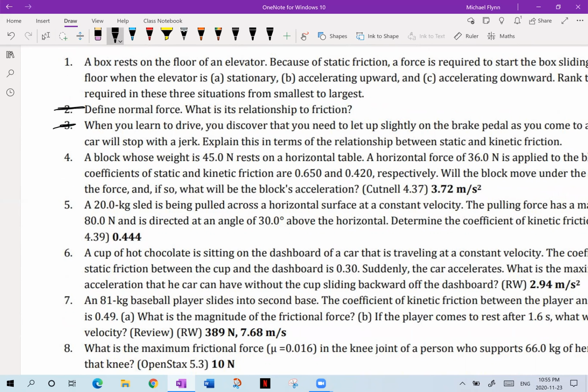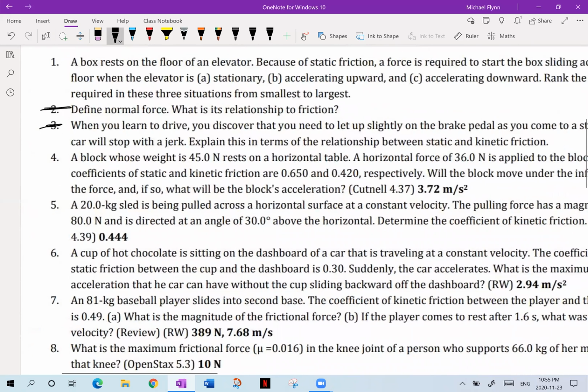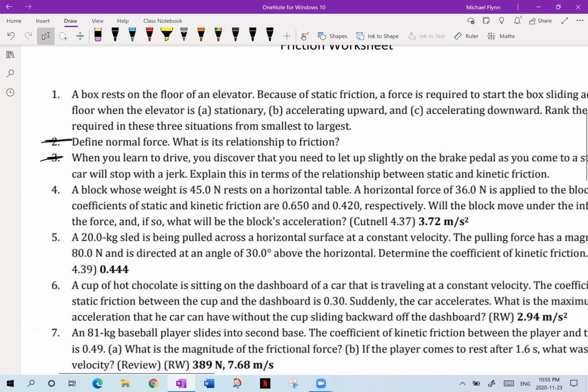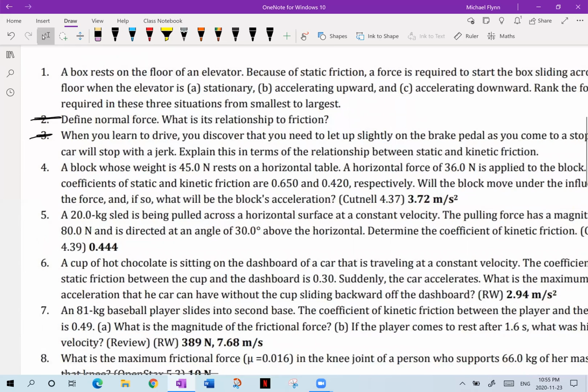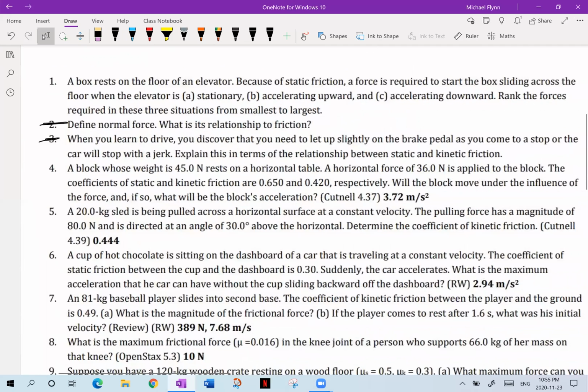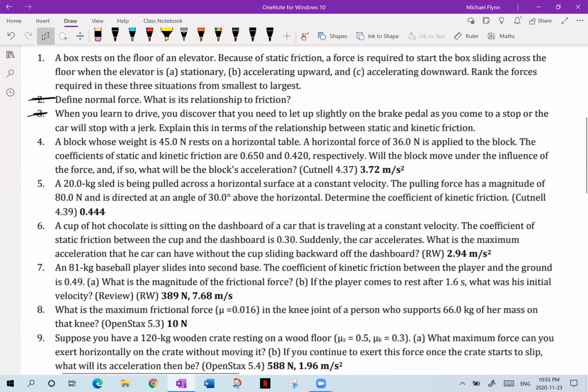Let's cancel number 3. Also, let's get to the numerical questions. I do like the first question, so I'm going to leave that one in. I will say to do question number 1. Just don't do the ones I'm crossing out. Number 4 is okay.